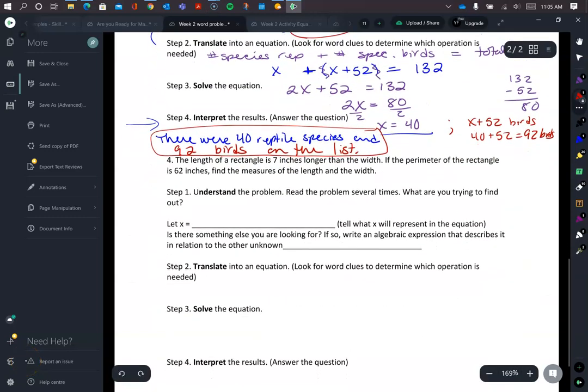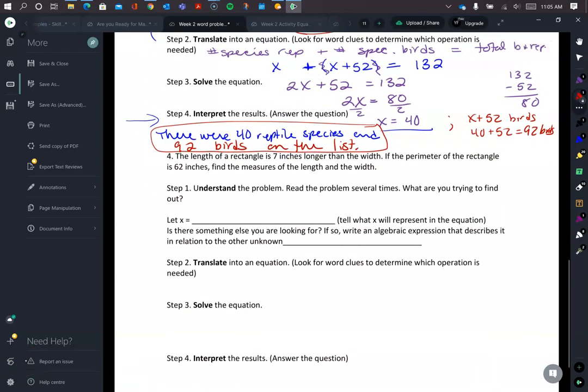Okay, now for number 4, we're looking at the length of a rectangle is 7 inches longer than the width. If the perimeter of the rectangle is 62 inches, find the measures of the length and the width. So the first thing we want to write down is our perimeter formula. Perimeter is adding up all the sides. So we would have 2 lengths and we would have 2 widths.